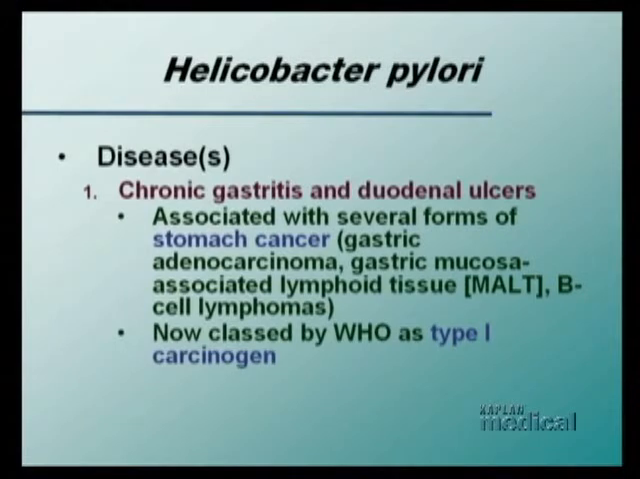The other thing that you can see with H. pylori are called maltomas. And these form in the intestines as well, and they will actually go away after treatment with antibiotics for the duodenal ulcer. So this is one organism that's classified as a type 1 carcinogen from the World Health Organization.